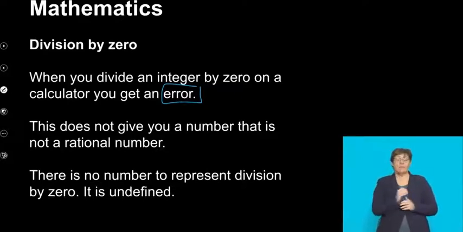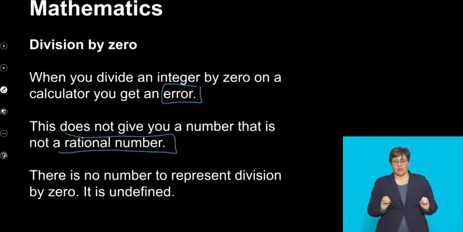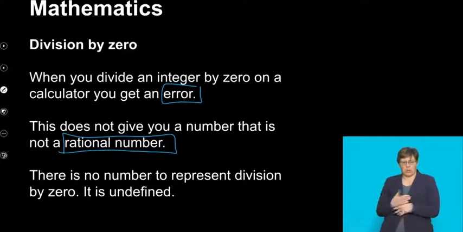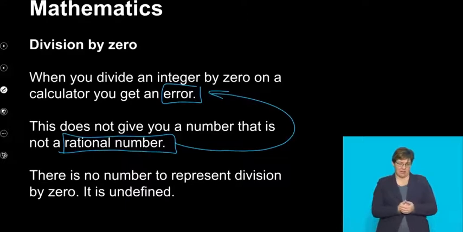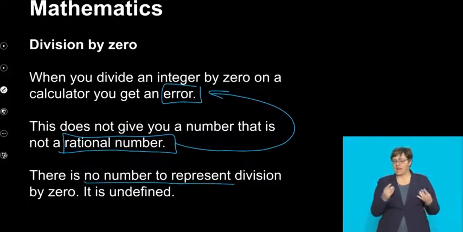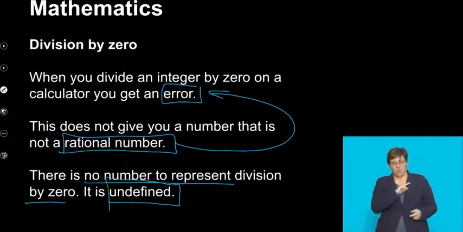This means that it does not give us a number that is not a rational number. I would understand if it was giving us a number that is not a rational number, but another type of number that we can classify. But it is giving us an error. Therefore, it is not giving us any number for that matter, meaning there is no number to represent a division by 0. As a result, we normally write the word undefined to mean anything divided by 0.